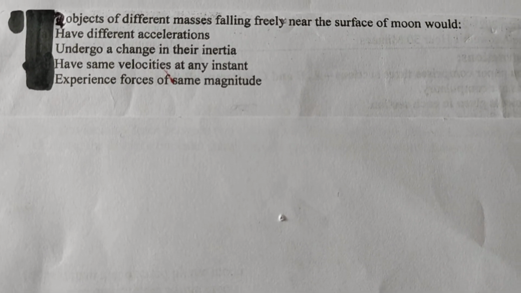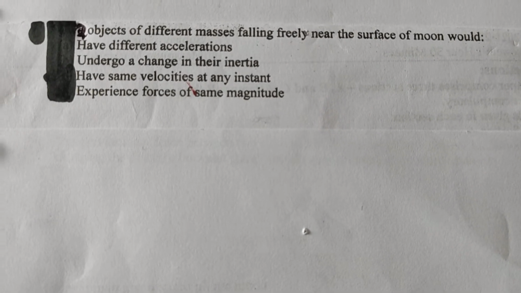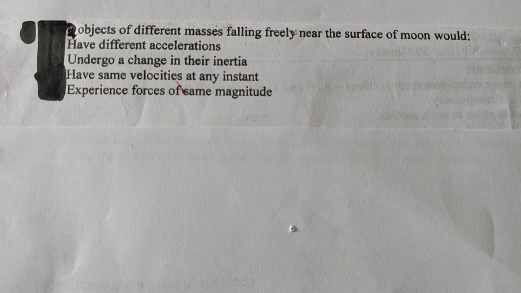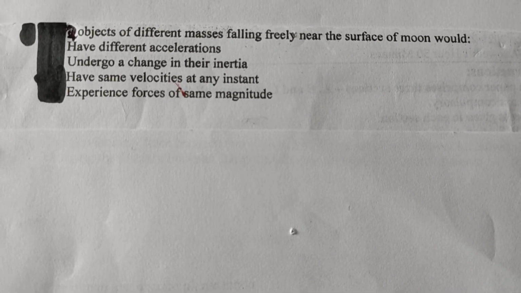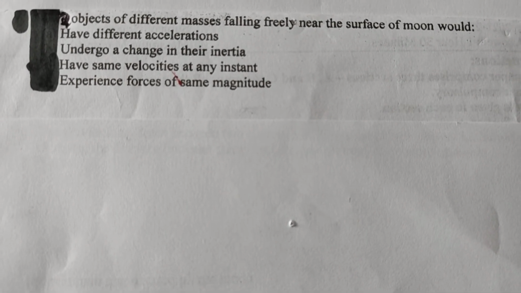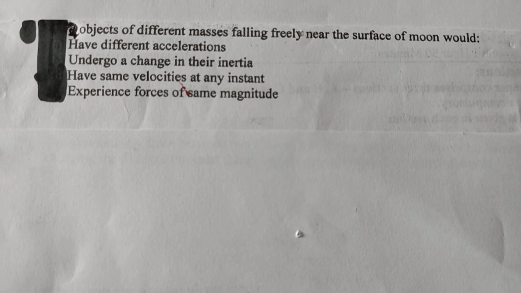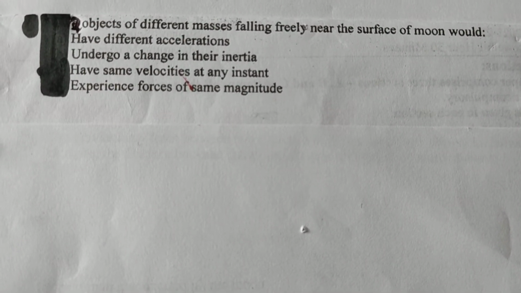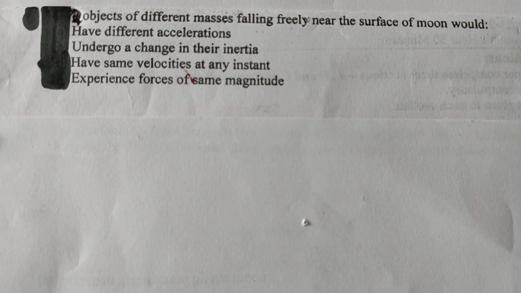Second is undergo a change in their inertia. We know that the mass of a body measures its inertia. Inertia itself is not a physical quantity, but mass measures the inertia of a body. So undergo a change in their inertia means undergo a change in their mass, which is not possible here because when a body falls freely near the surface of the moon, its mass would not change. So inertia would not change.